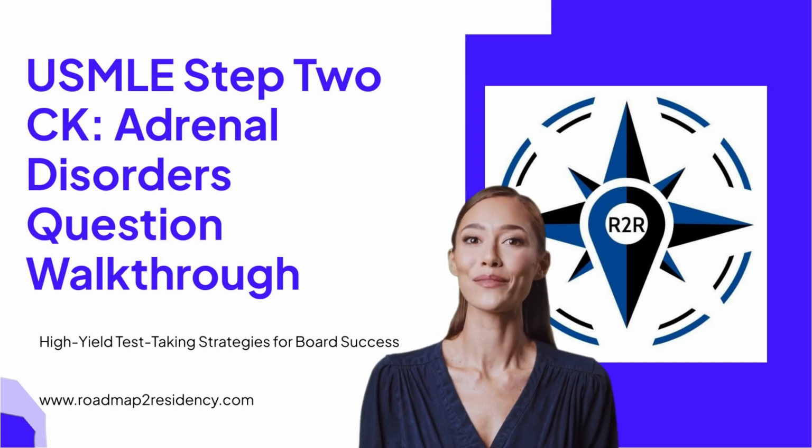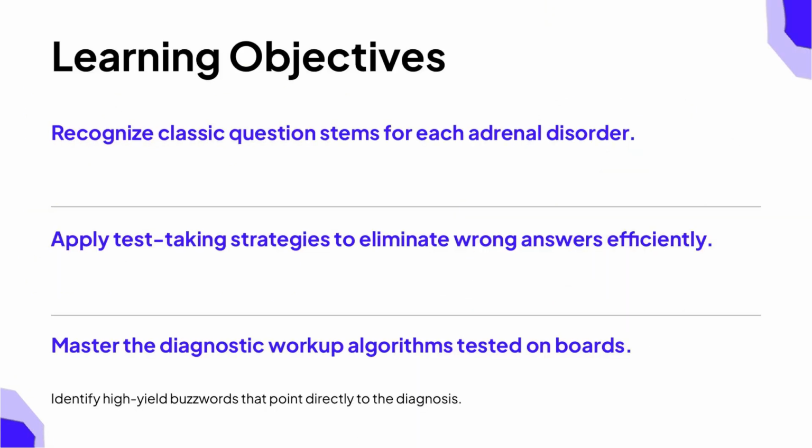Let us get started. Before we jump into cases, let us establish what you will gain from this session. First, you will learn to recognize classic question stems. The test writers use predictable patterns, and once you know them, the diagnosis becomes obvious. Second, we will focus on elimination strategies. Often you can narrow down to two choices quickly. Knowing how to pick between them is where points are won or lost.